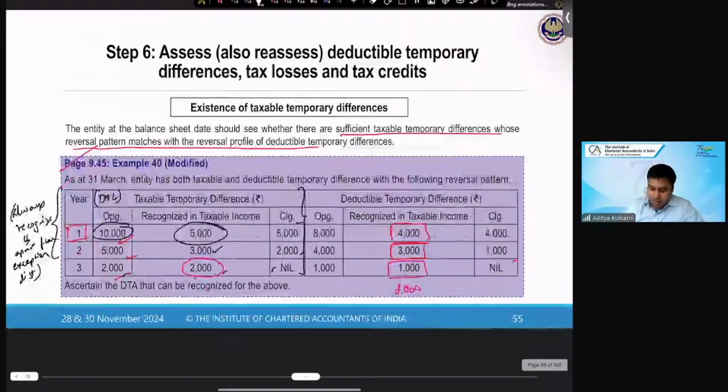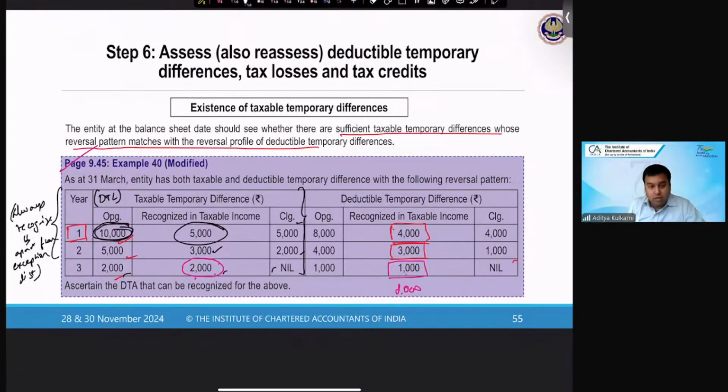Now come to this. The opening difference was 10,000. I have reversed 5,000. That much reversal will happen in year 1, so 10 to 5, and the closing comes to 5. This 5 is the opening. In the second year, I have a further reversal of 3,000, so it comes to 2. And the 2 gets reversed in the third year. The taxable difference becomes 0 at the end of year 3. Is it okay? Yes, sir.